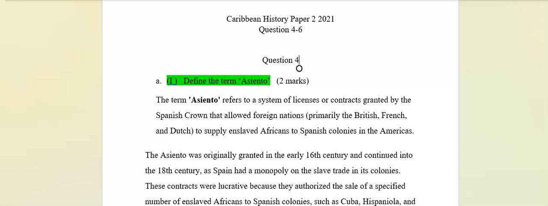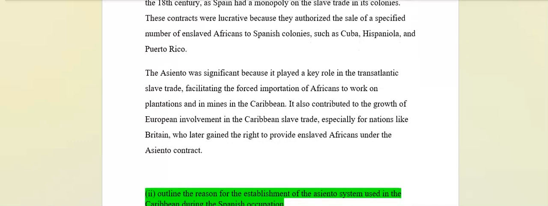Define the term asiento, and this is 2 marks. Well, the term asiento refers to a system of licenses or contracts that were granted by the Spanish crown, and what these contracts or licenses entail was that it allowed foreign nationals, especially the British, the French, and the Dutch, to supply enslaved Africans to Spanish colonies in the Americas. Right? That would be your answer, but I've just given you a little extra note on the asiento.